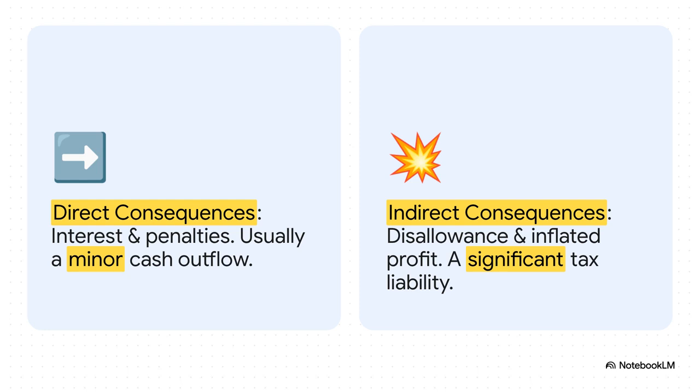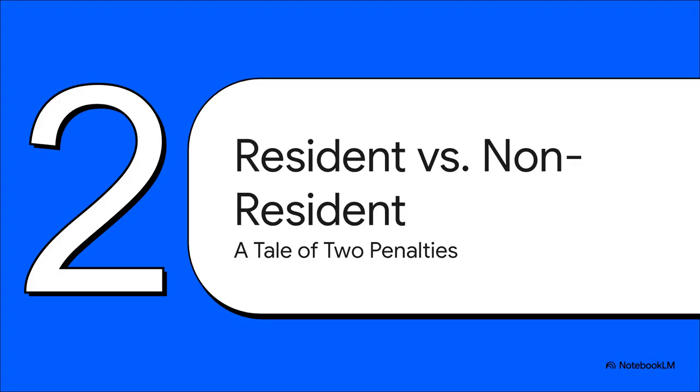But that indirect consequence, the disallowance, that's where the real commercial damage is. It's not a slap on the wrist, it's a body blow to your bottom line because it creates a massive artificial tax liability. Now, here's where things get even more interesting, because the law doesn't treat every mistake the same way. There's a huge difference in how it handles payments you make to people inside India versus payments you send overseas. It really is a tale of two penalties.